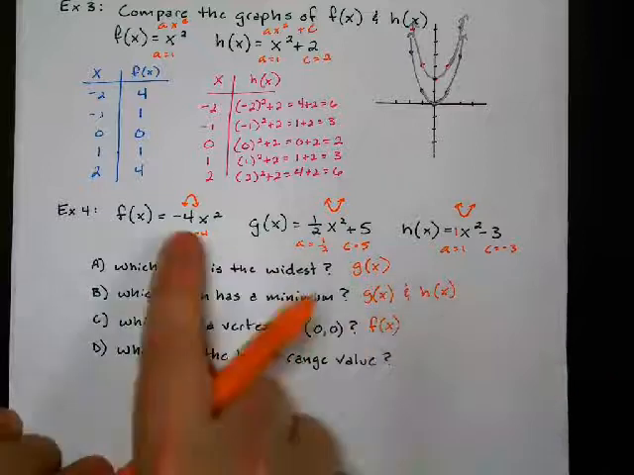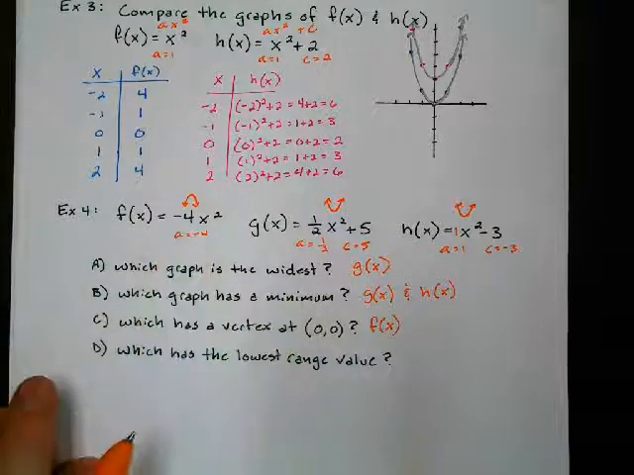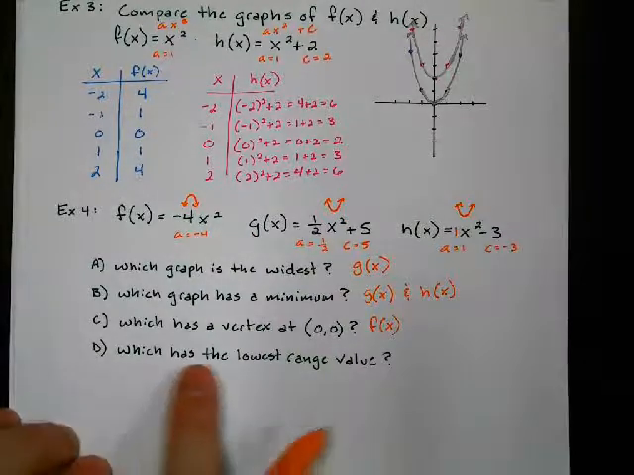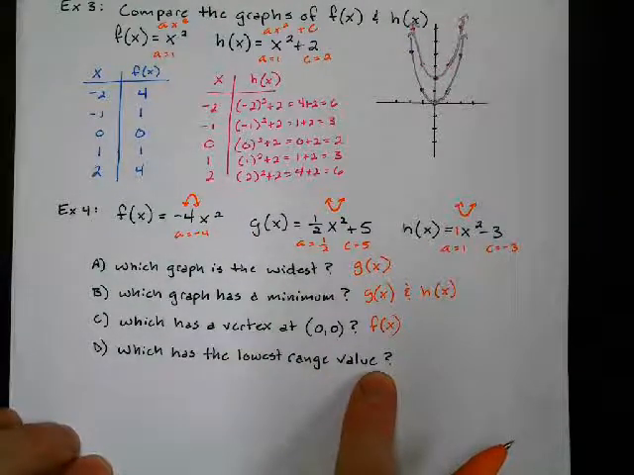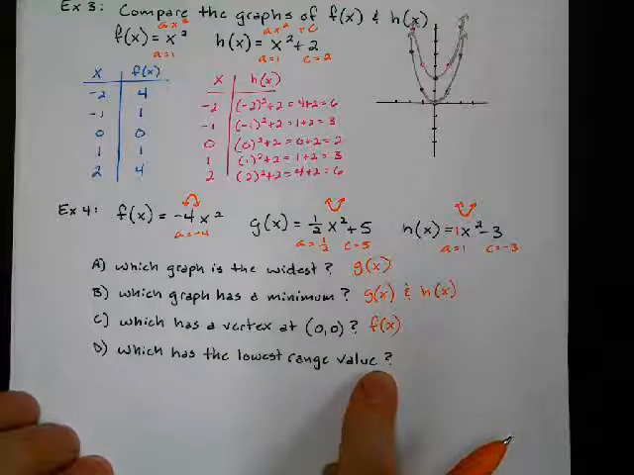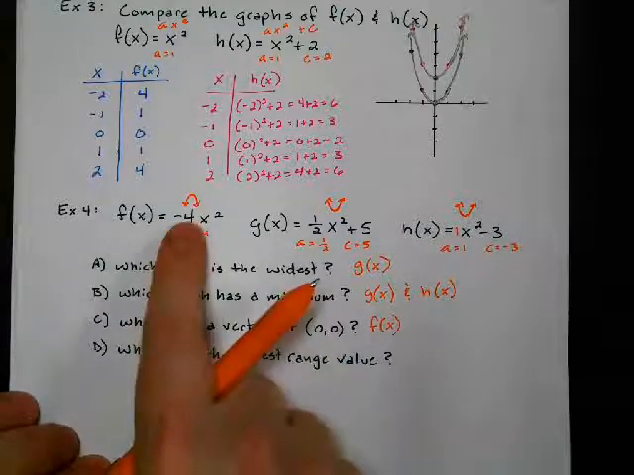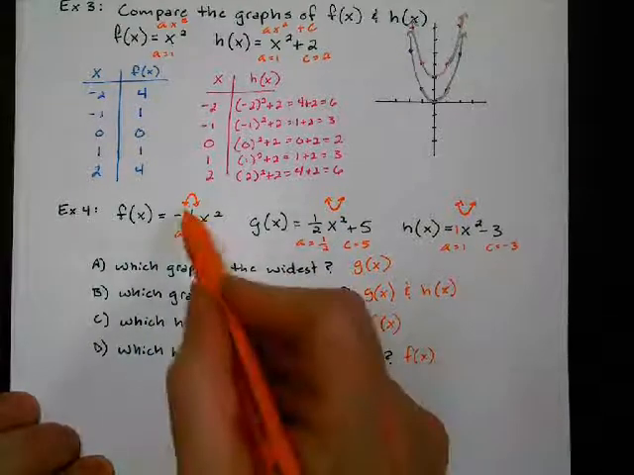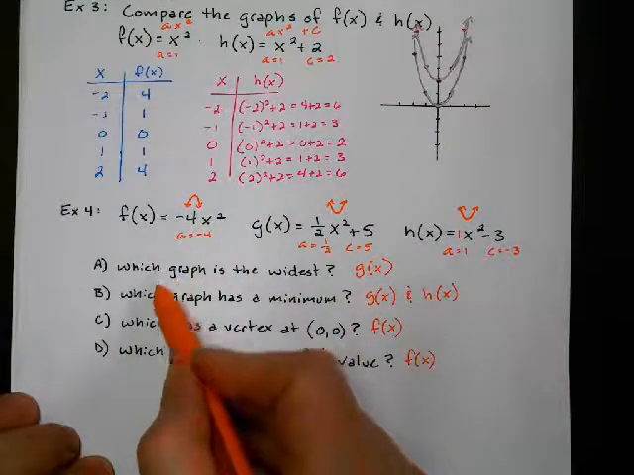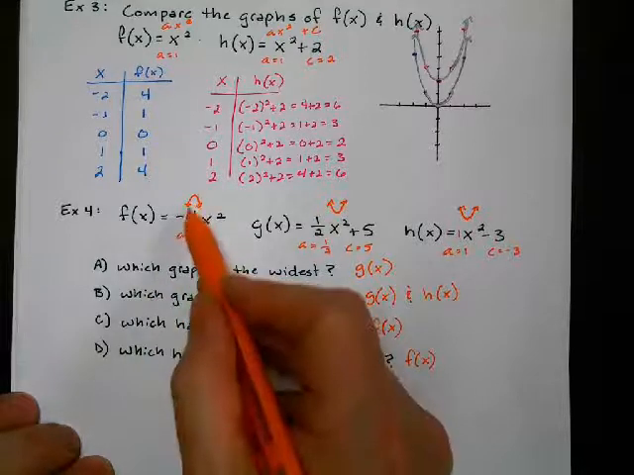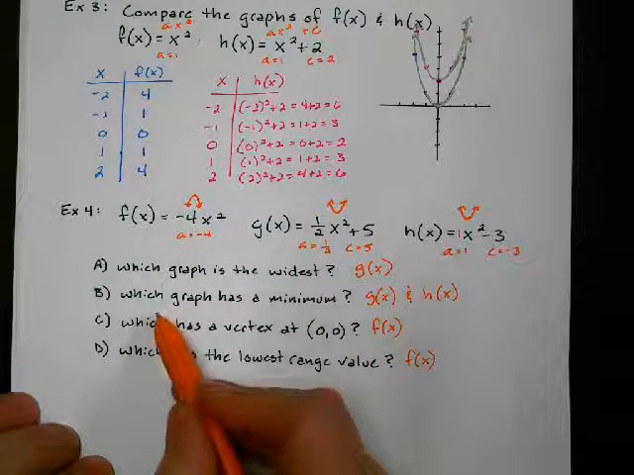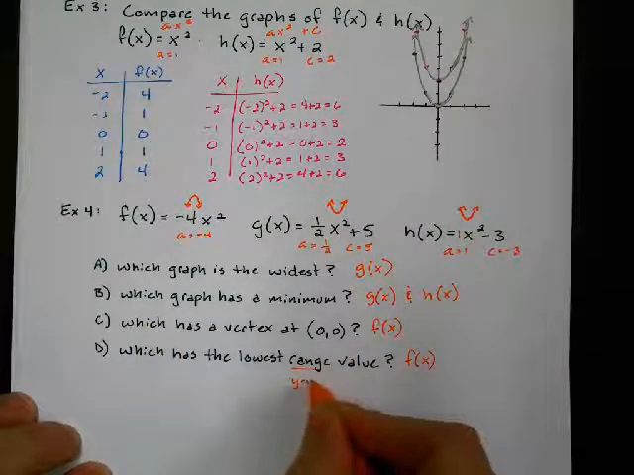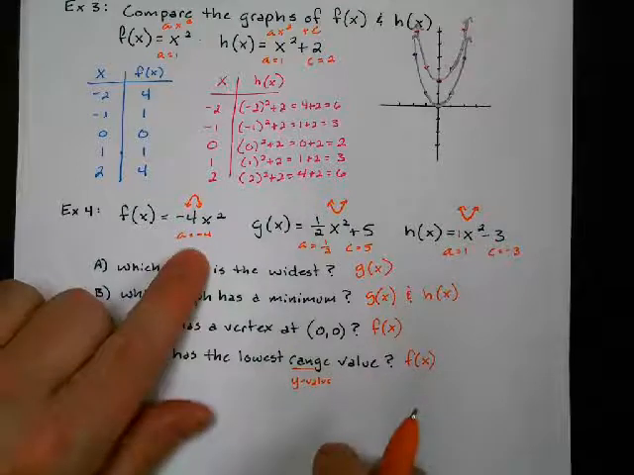Which has the lowest range value? Which one has the lowest possible Y value? Well, it has to be this one. Why, Mr. Holcomb? Well, because it's going to infinitely go down, down, down, down, down. So this can get infinitely low on the Y values, and the range is our Y values. So this one has the potential for getting the smallest Y value possible because it's facing down. So that's going to give us our smallest Y value.